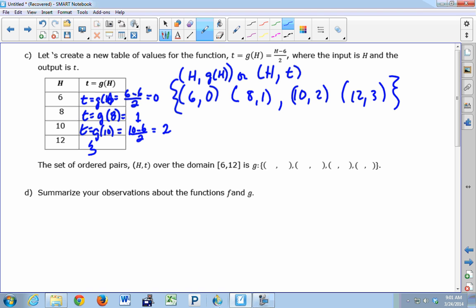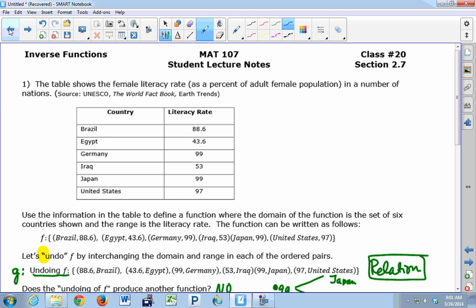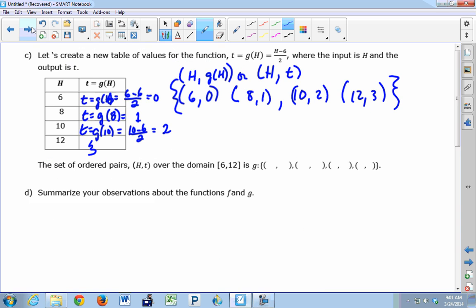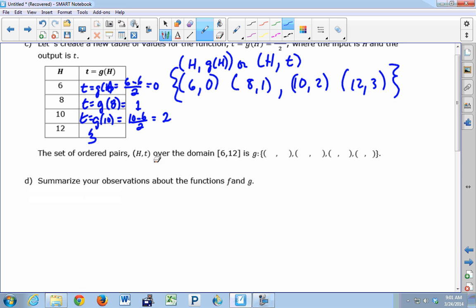Okay. So do you see these particular outputs anywhere else in anything we've done today? The 0, 1, 2, and 3? Tyler? The first table. Okay, so let's take a look. Well, not the first table. It was the table for number 2. So look, in number 2, we had the time, and the output was the height. Now we have the height, and there's the same output. Okay. So the set of ordered pairs, big capital H comma T, is now over the domain 6, 12.